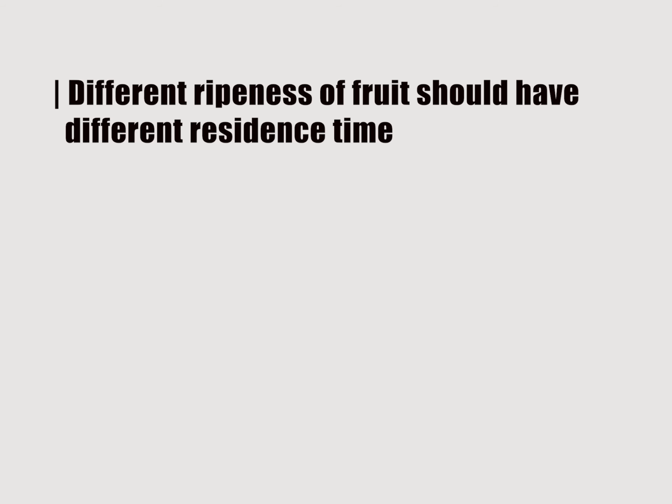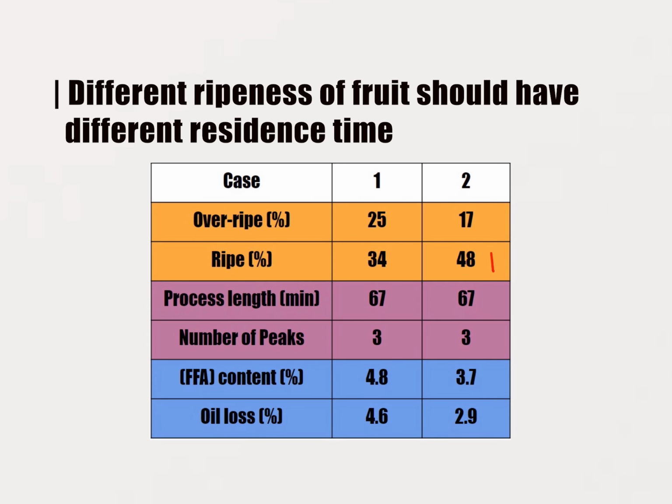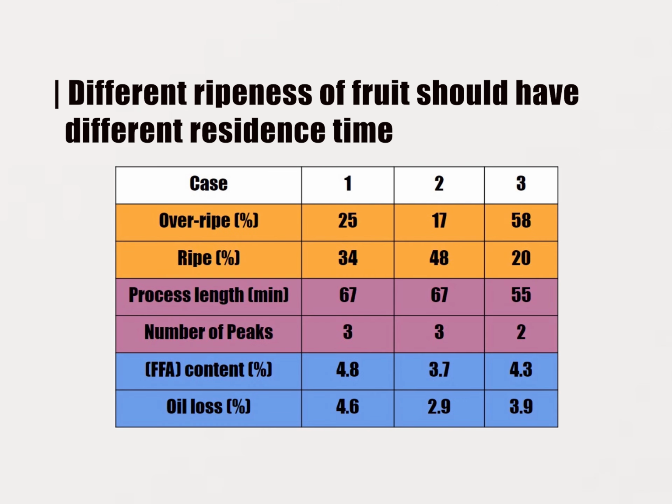Different ripeness of fruit should have different residence time to achieve minimum oil loss. According to an optimization study, Case 1 and Case 2 indicate that an increase in FFB ripeness would reduce oil loss and FFA content, though a higher overripe FFB content causes increased oil loss and FFA content. In Case 3, where the percentage of overripe FFB is high, a decrease in sterilization time and pressure peak can reduce oil loss.